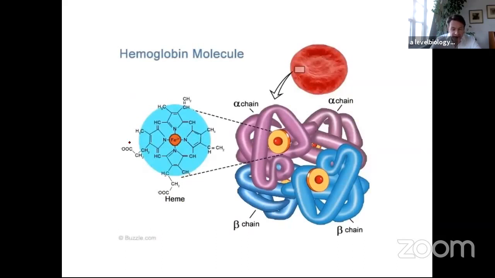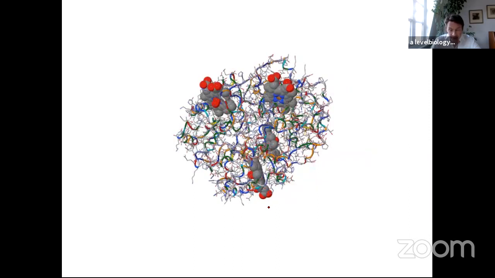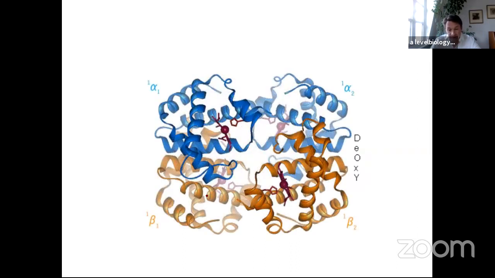Now, here is hemoglobin. We've got a heme group with iron in it, and there are obviously 4. There are 2 alpha chains, which are polypeptides, and then 2 beta chains, making up your tetrameric protein, which has got a quaternary structure because it's got more than one polypeptide chain. Here's another pretty picture. Again, heme groups here, here, here, here, 4 heme groups.